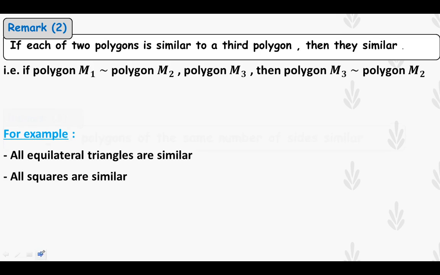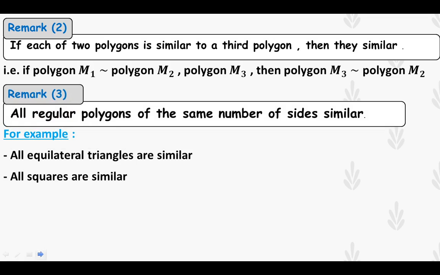Remark 3. All regular polygons of the same number of sides are similar. What do we mean by regular polygons? Regular polygons means all the sides are equal in length and all the angles are equal in measure. The square is a regular polygon, a regular quadrilateral. The equilateral triangle is a regular polygon, a regular three-sided polygon. So all the equilateral triangles are similar and all the squares are similar.